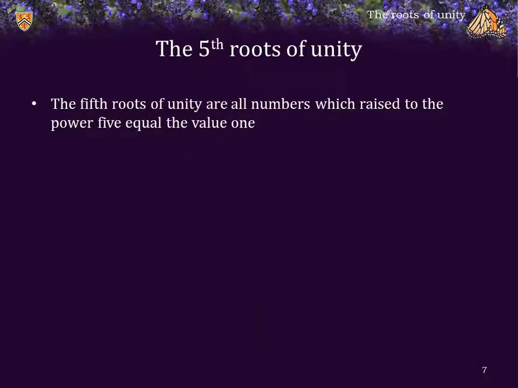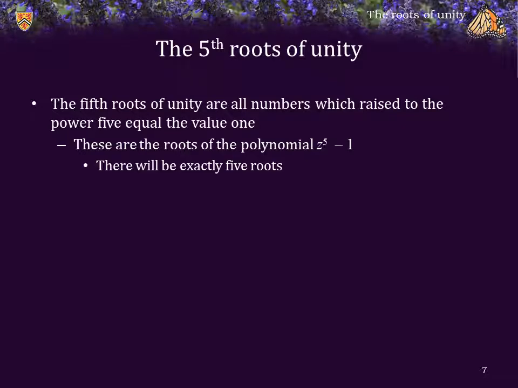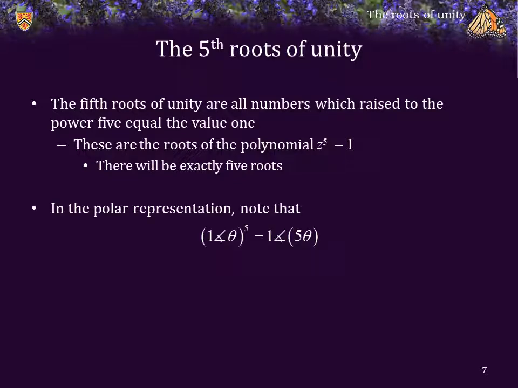Now, the fifth roots of unity are all numbers which, raised to the power 5, equal the value 1. These are the roots of the polynomial z to the 5 minus 1 equals 0. There will be exactly 5 roots.